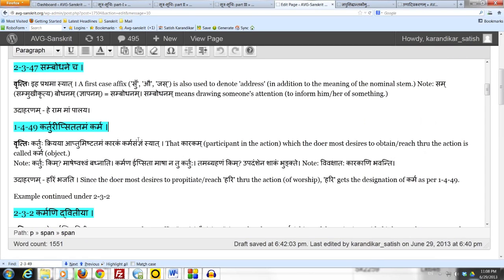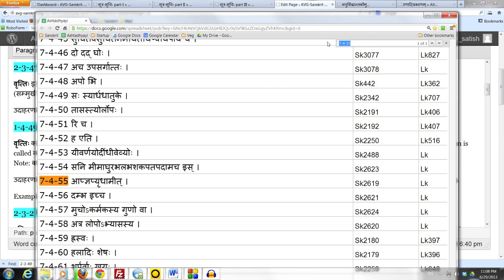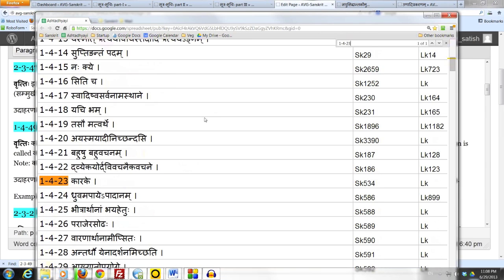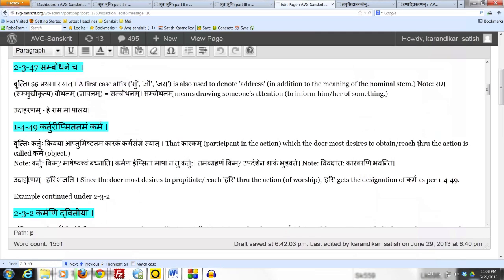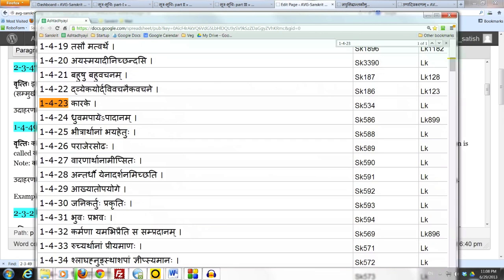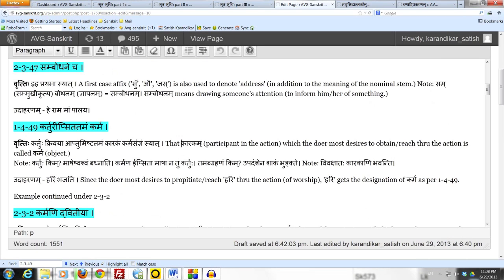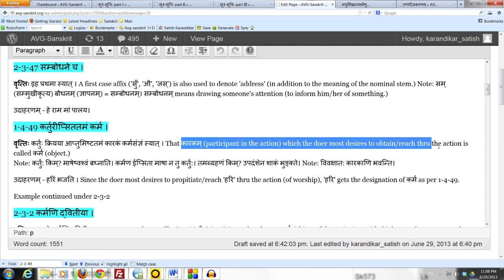And by what? Let us recall that the adhikara of karake runs from 1423 down to 1455. The sutram 1449 is in that adhikara. And so we get the meaning kriyaya aptum ishtam, which means that which the doer most desires to obtain or reach through the action is called karma, or the object of the action. The fact that we are in the adhikara of karake also explains why the vritti says karakam karma sanjam syat, that karakam, participant in the action, which the doer most desires to reach or obtain through the action is called the karma or the object.